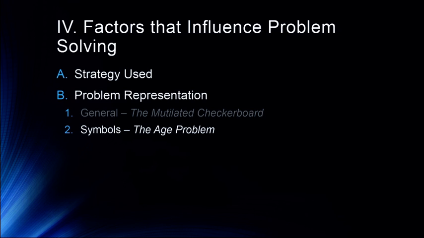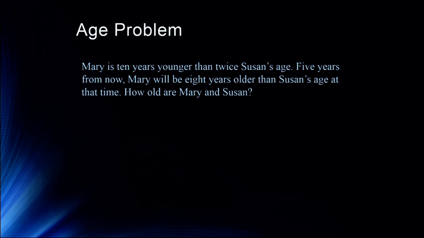Another good way to represent problems is using symbols. So Mary is 10 years younger than twice Susan's age. 5 years from now, Mary will be 8 years older than Susan's age at that time. How old are Mary and Susan? And we just plug all this into a formula, and we end up solving it this way.